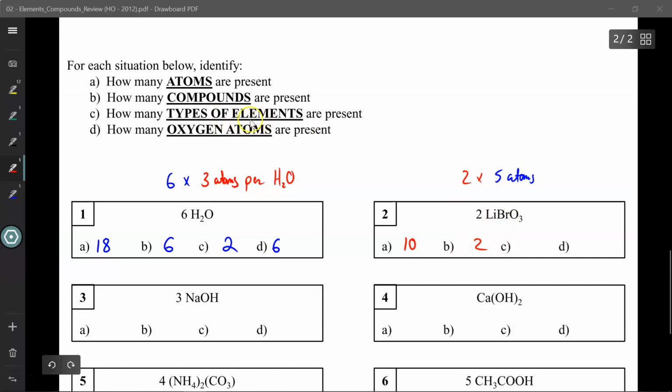Now, how many types of elements are there? Well, there's the lithium, there's the bromine, and there's the oxygen. So there's only 3 types. And finally, how many oxygen atoms are there? Well, 2 times 3 equals 6.